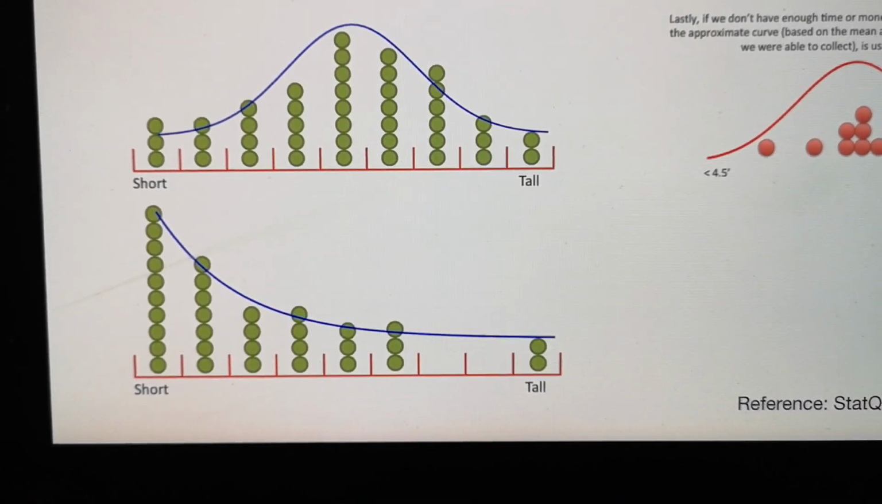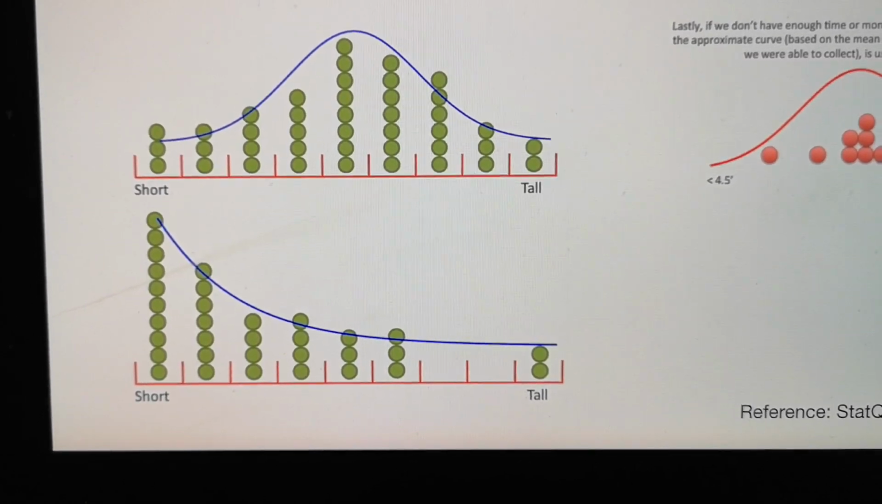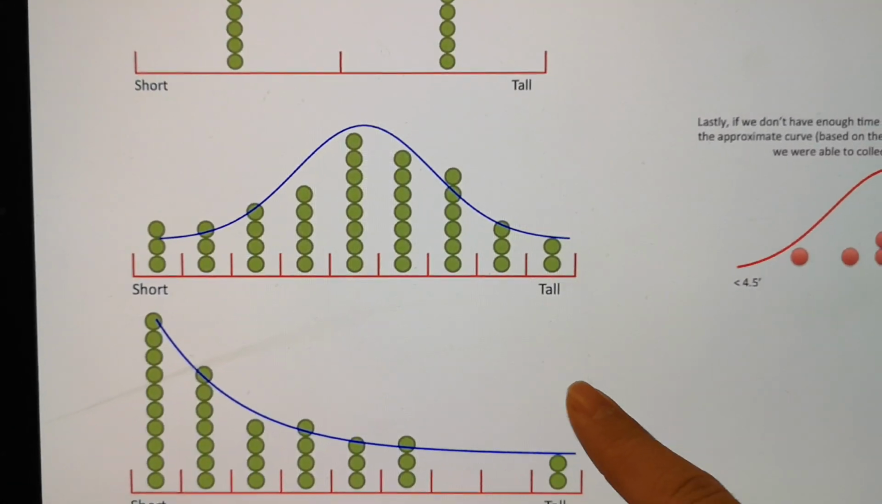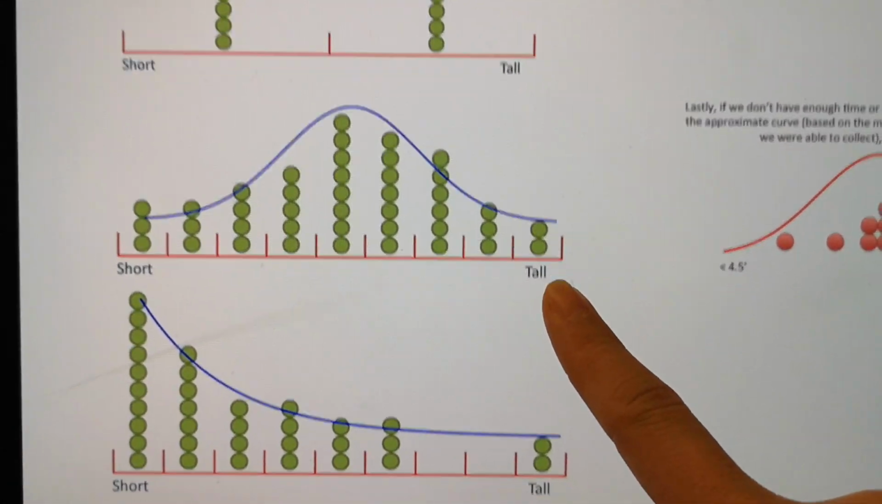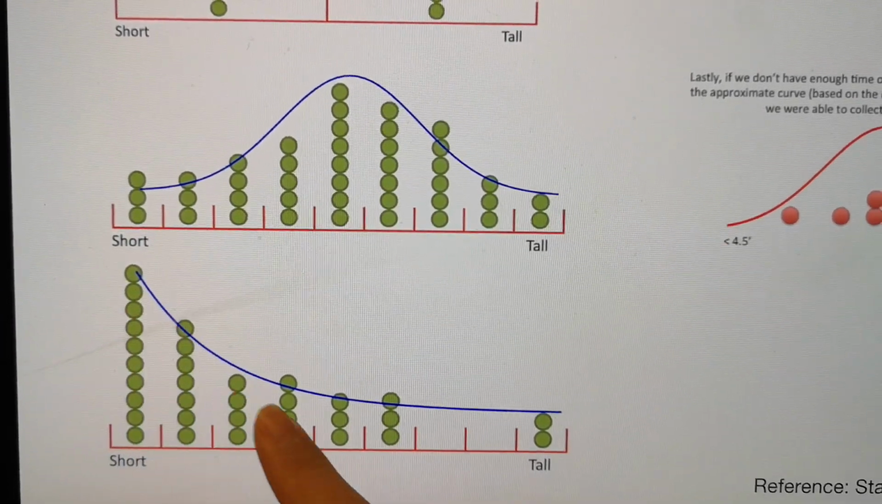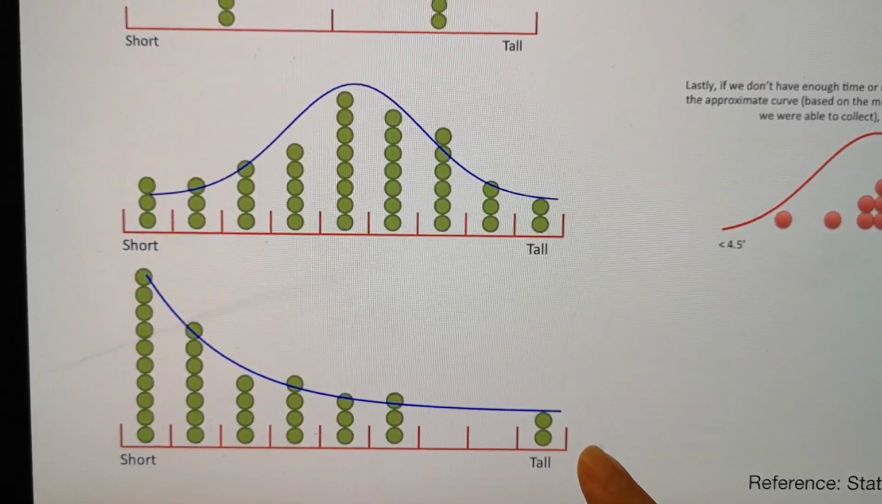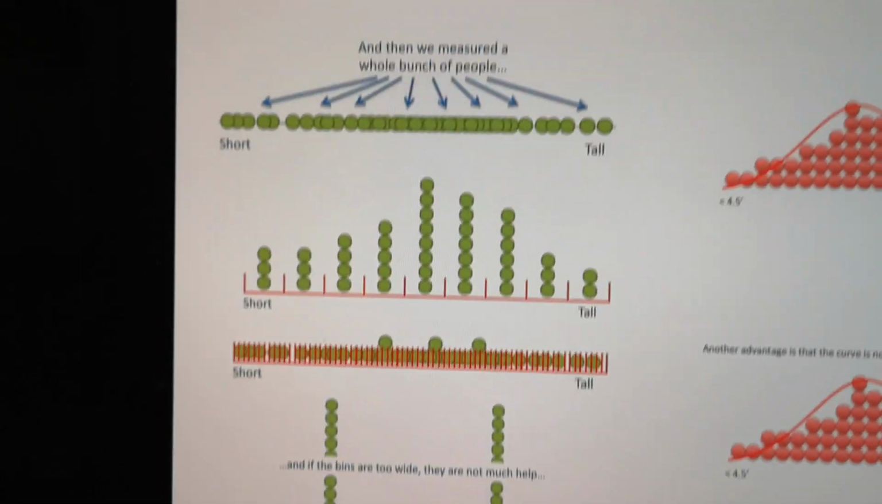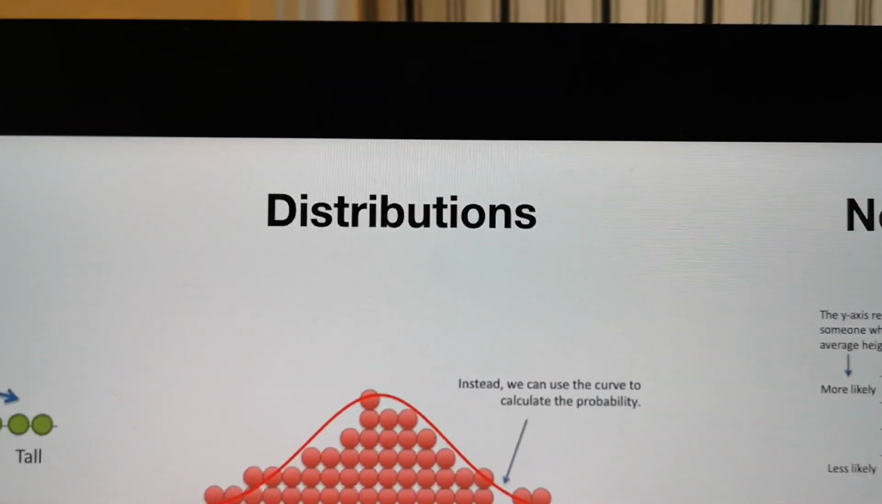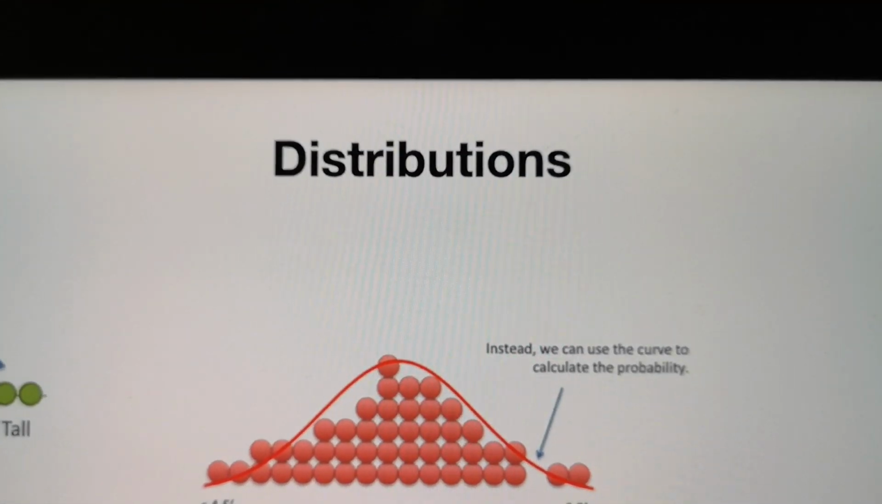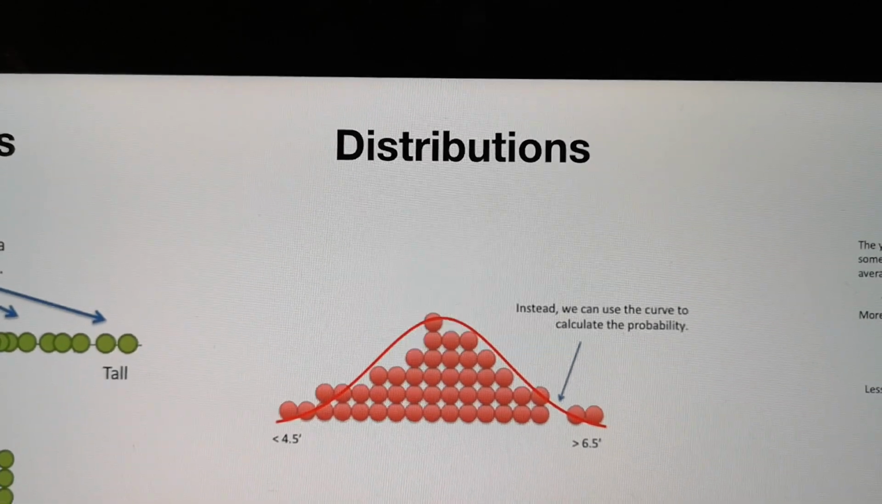And different kinds of sampling can give you different kinds of distribution. For example, the first one we call a normal distribution, and the second one we call an exponential distribution. They just demonstrate different things. And now we'll talk about what a distribution is and why we need it.